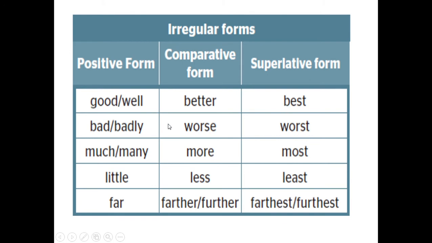Bad, for the comparative form, it will be worse than, but the superlative, it will be the worst. Much or many, it will be more, and the superlative, it will be the most. For the word little, the comparative form will be less than, and the superlative form will be the least.